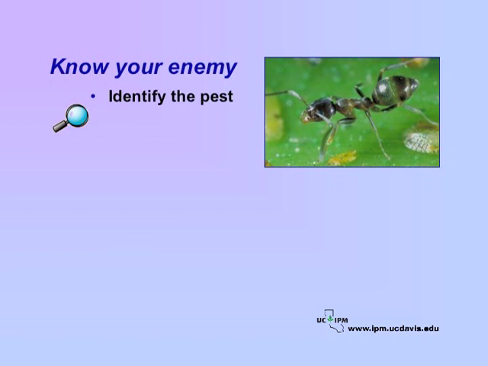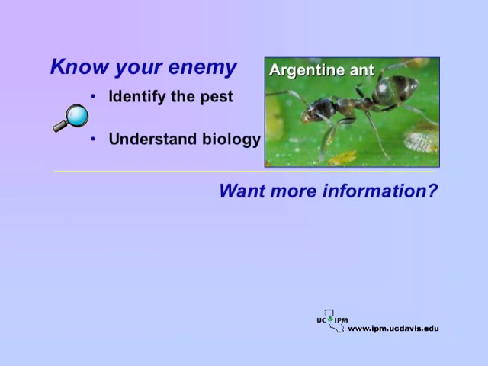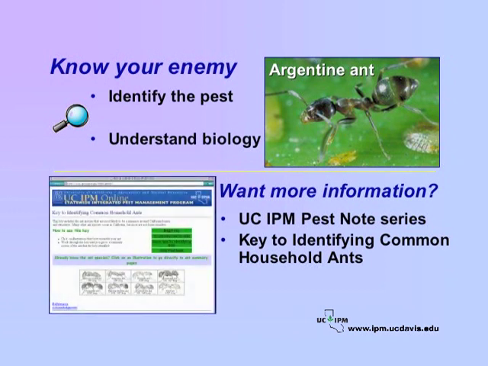Successful IPM begins with correct identification of the pest. In addition, you can't manage a pest without understanding its biology. The Argentine ant is the most common ant problem in California. It will be the focus of this presentation. Several other ant species occasionally occur and cause problems, however, they won't be covered in detail. See the UC IPM Pest Note series and the Key to Identifying Common Household Ants on the University of California IPM website for information on other types of ants.